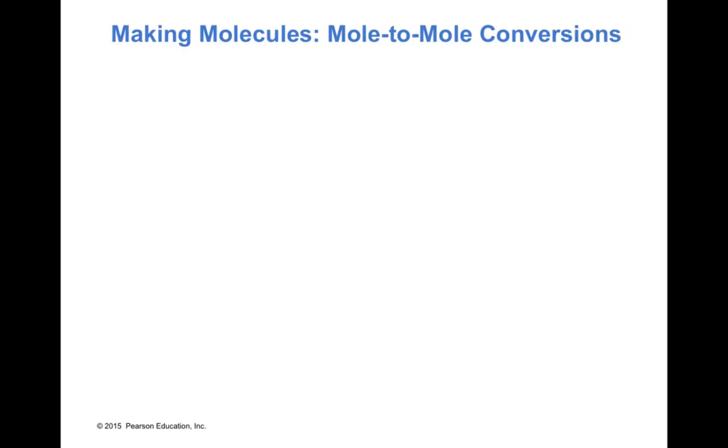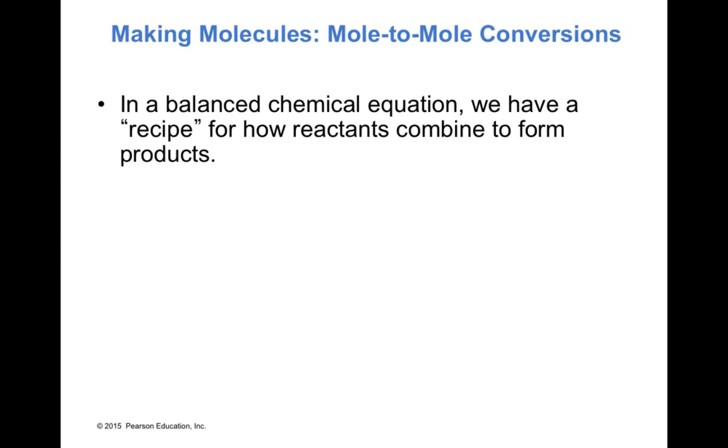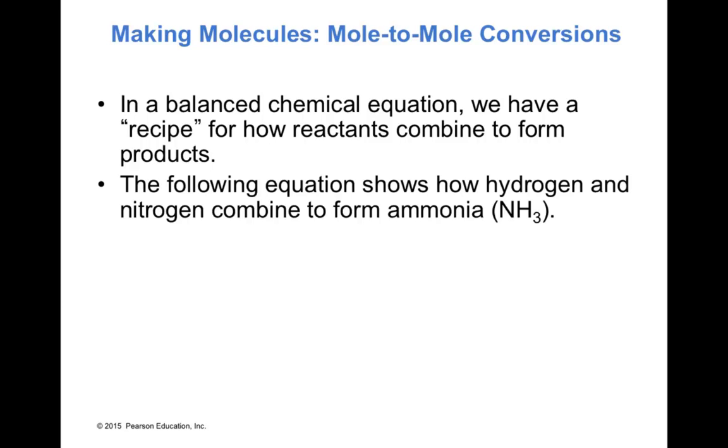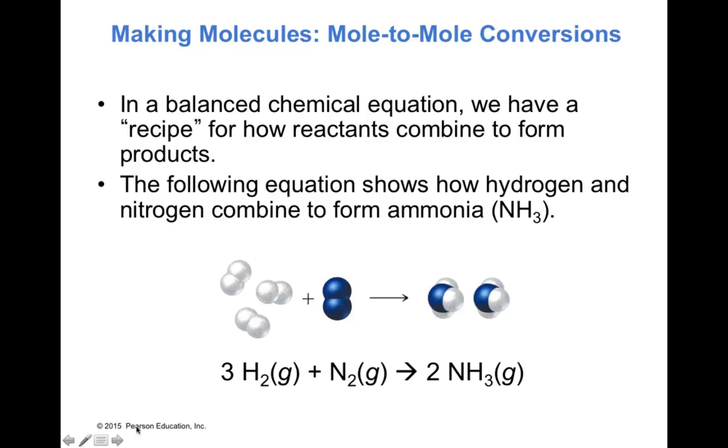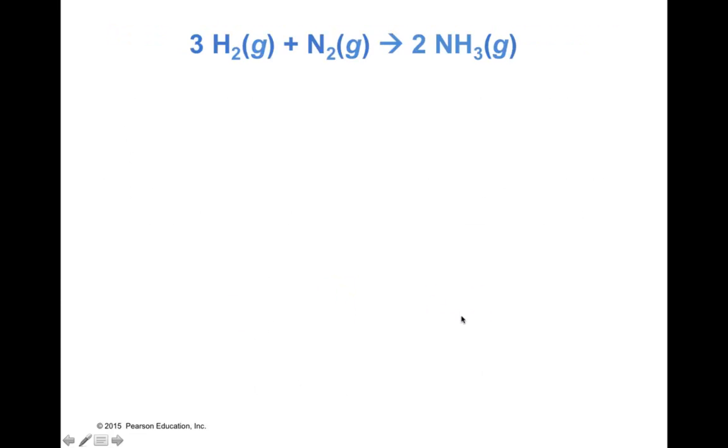Let's talk about the mole to mole conversion. In a balanced chemical equation, we have a recipe for how reactants combine to form products. Let's see the following reaction. This one is when you combine hydrogen with nitrogen to produce ammonia. Here we have 3 molecules of hydrogen, 1 molecule of nitrogen, and this combination will produce 2 molecules of ammonia. So here we have the balanced chemical equation.